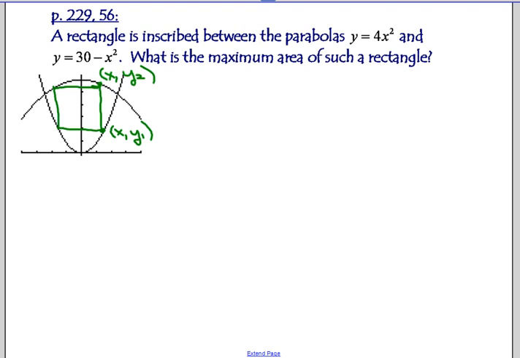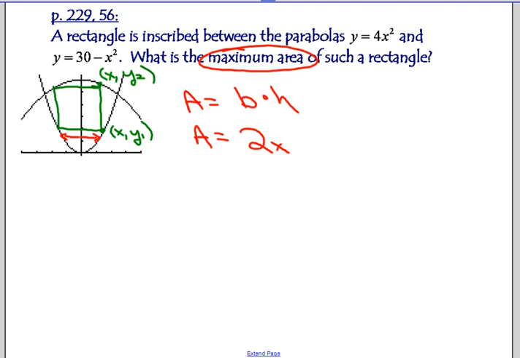Okay, read the question. They want to find the maximum area of such a rectangle. So let's get our formula for area. I know the area of a rectangle is the base times the height. How about this rectangle? What's the base? Well, look, from the y-axis it goes to the right x units, and it also goes left x units. So the base is 2x. And what is the height? Well, it's going to be this y2 minus this y1. And what's y2?